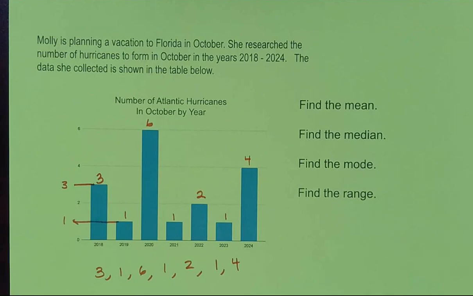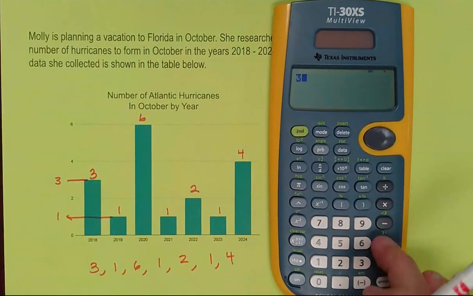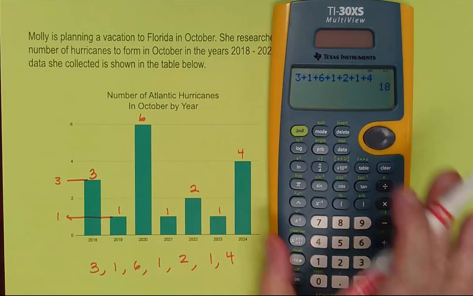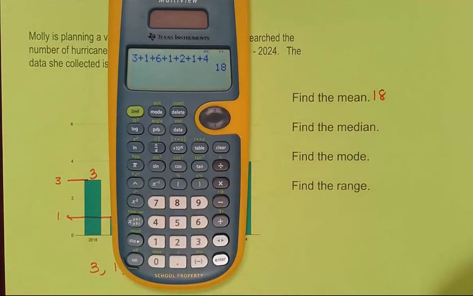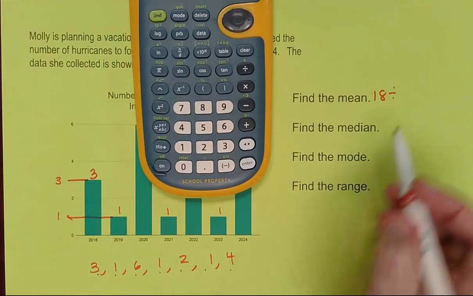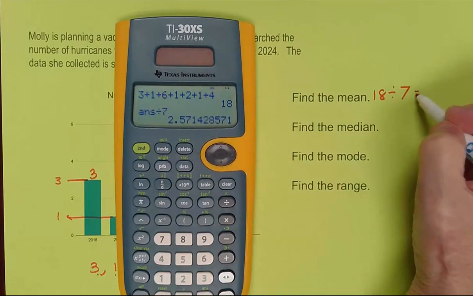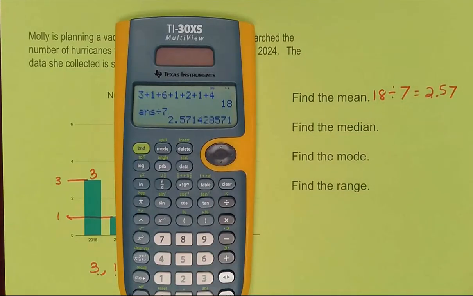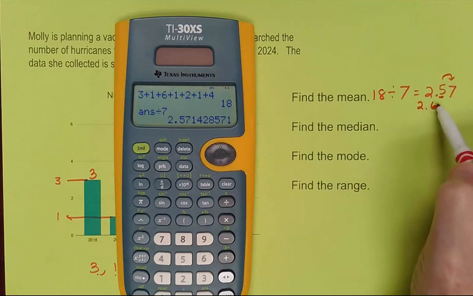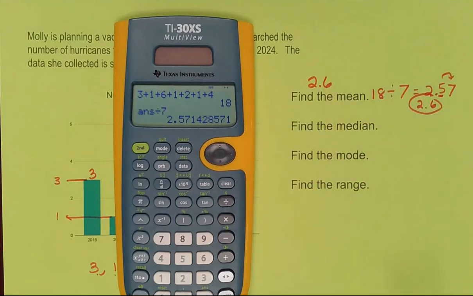So let's find the mean first. We'll add these numbers together: 3, 1, 6, 1, 2, 1, and 4. I get 18. We take 18 and divide by 1, 2, 3, 4, 5, 6, 7 numbers. 18 divided by 7 gives me 2.57. If I round to the nearest tenth, it will become 2.6 for the mean of the number of hurricanes in a year for those 7 years.